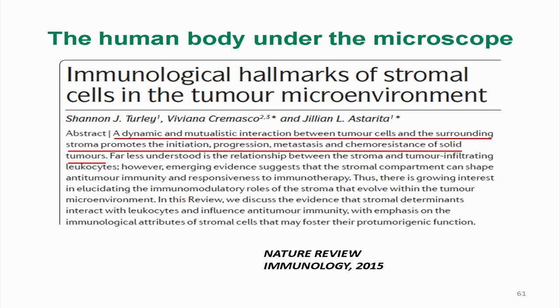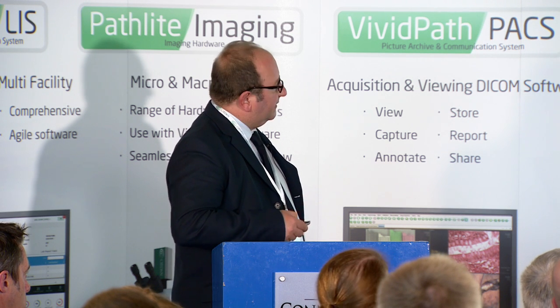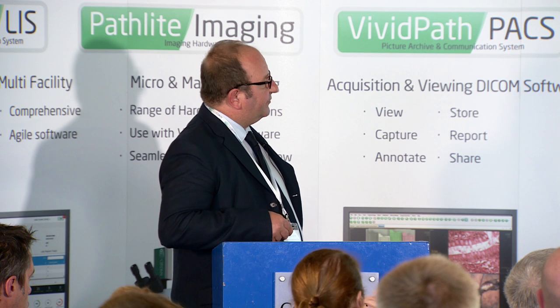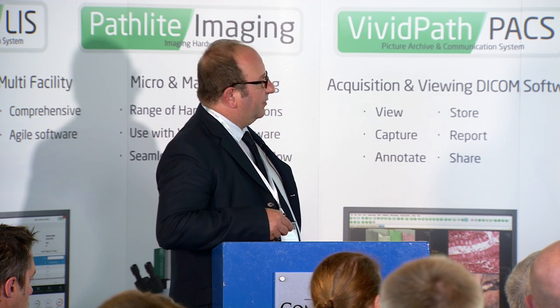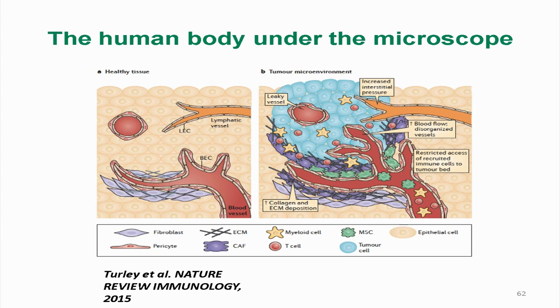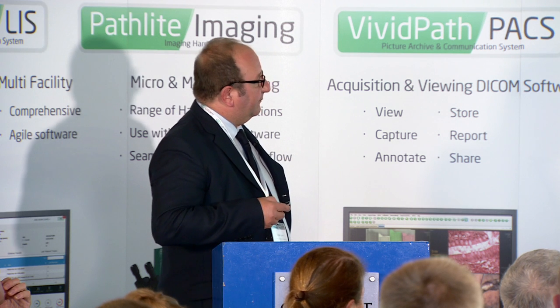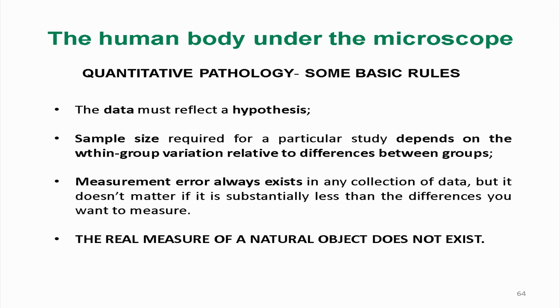But some years ago, this concept changed, and in a paper published in Nature Immunology, Turley et al. indicated that a dynamic and mutualistic interaction between tumor cells and the surrounding stroma promotes the initiation, progression, metastasis, and chemoresistance of solid tumors. And in this case, we have not only the tumoral cells, but a set of different cells in different states of activation, for example, fibroblasts, myeloid cells, immune cells, other epithelial cells, vessels, and other kinds of cells. So we have a so-called ecosystem, and not only the neoplastic cells.